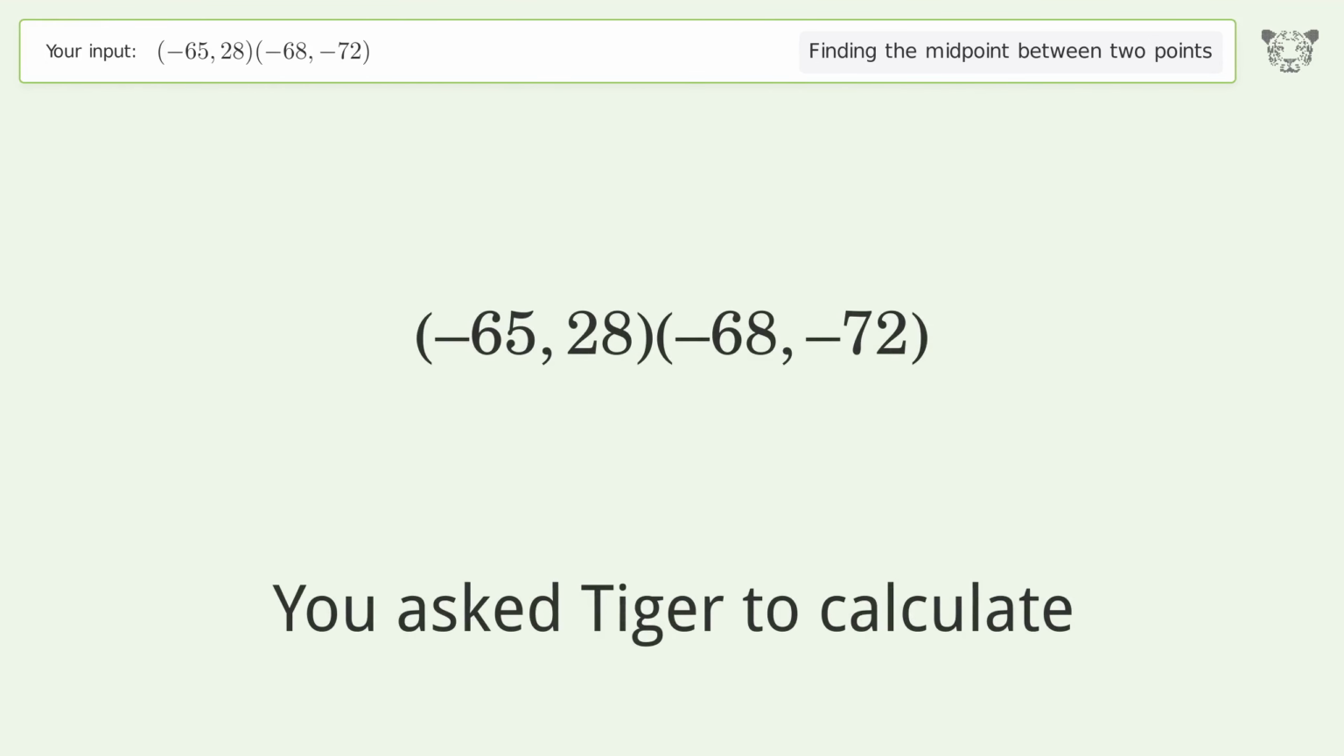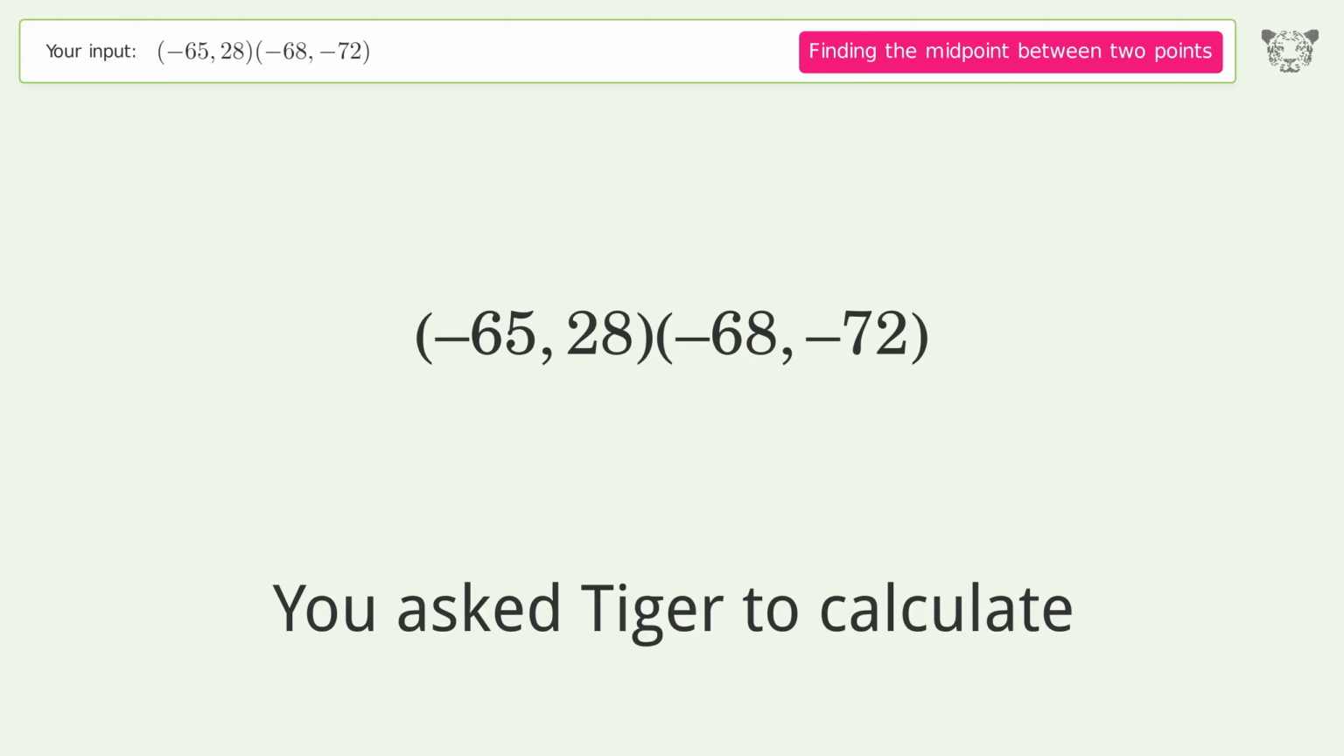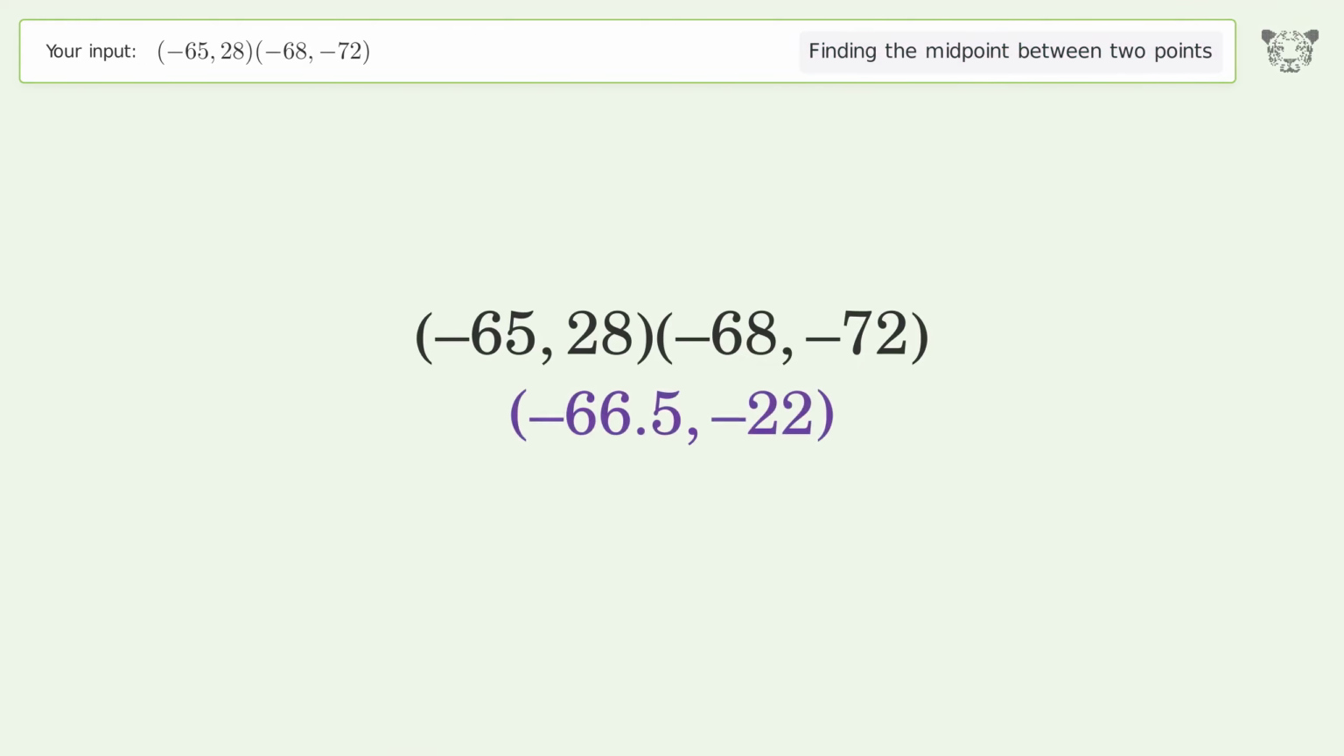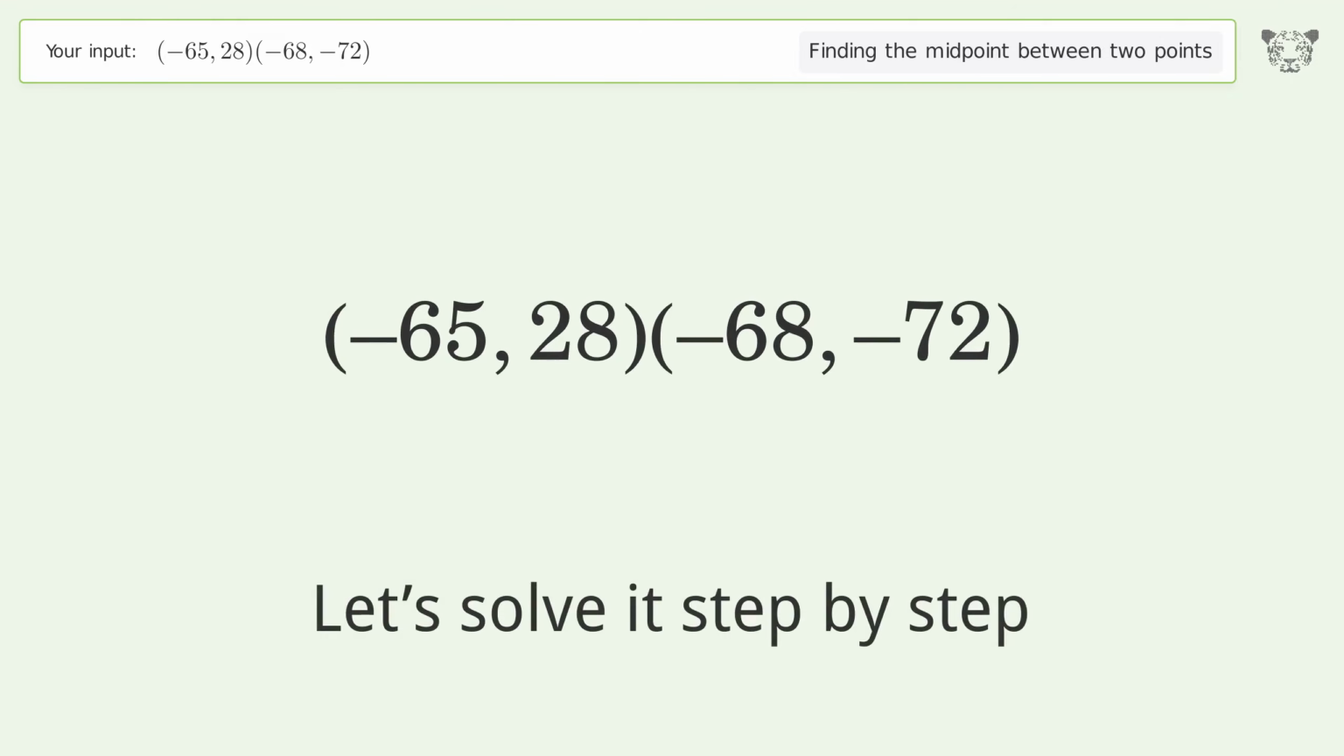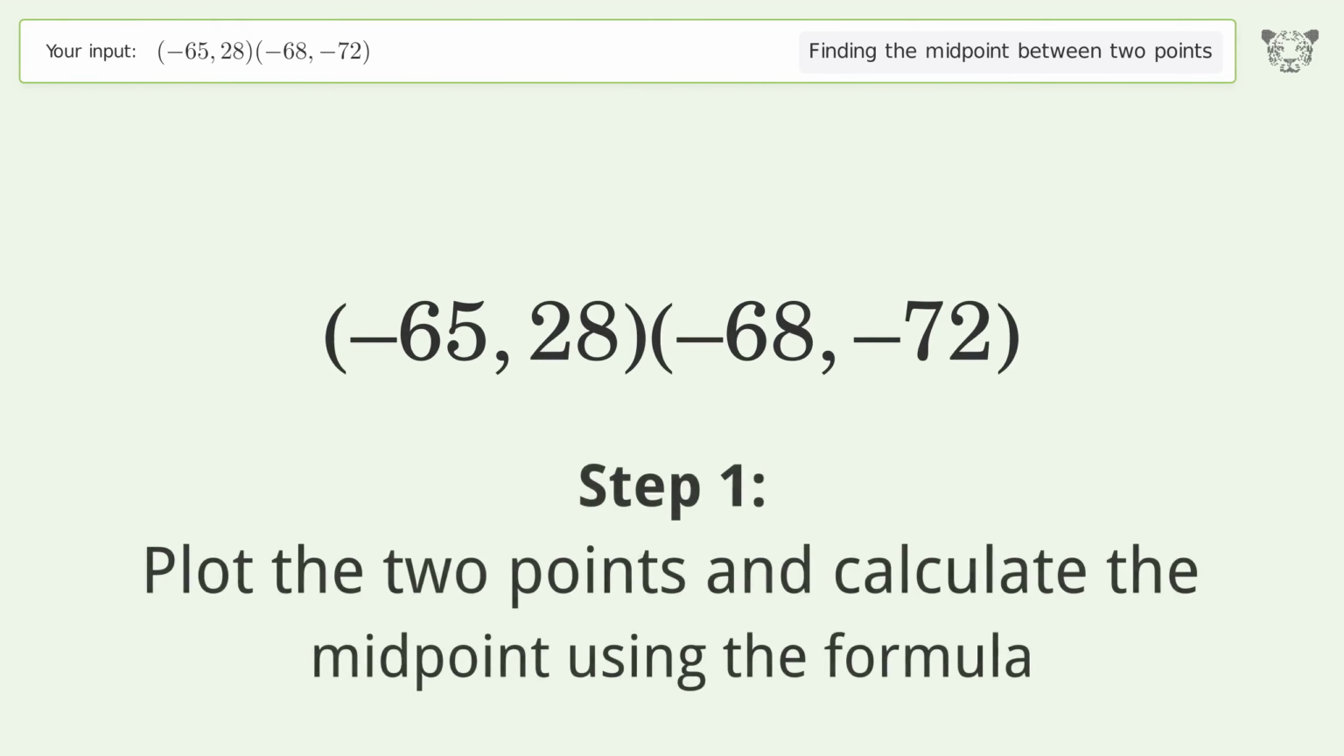You ask Tiger to calculate. This deals with finding the midpoint between 2 points. The midpoint between the 2 points is -66.5, -22. Let's solve it step by step. Plot the 2 points and calculate the midpoint using the formula.